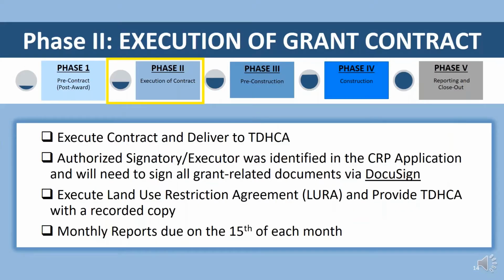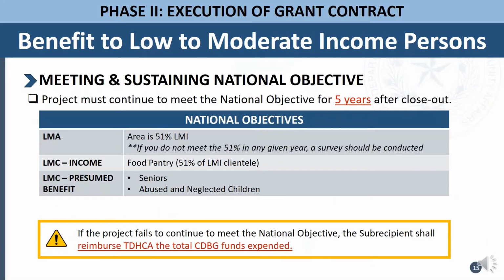Phase 2 is execution of grant contract. Here we will discuss executing the contract and delivery to TDHCA, the authorized signatory that needs to sign all CRP related documents via DocuSign, the land use restriction agreement, and monthly reports that are due on the 15th of each month.